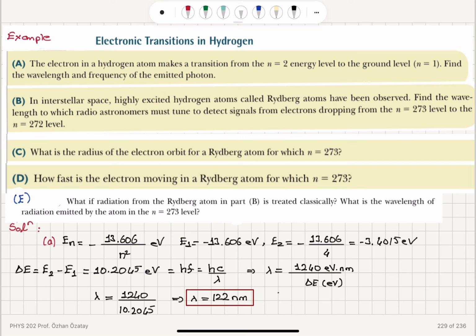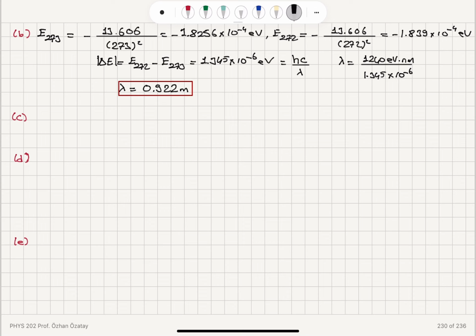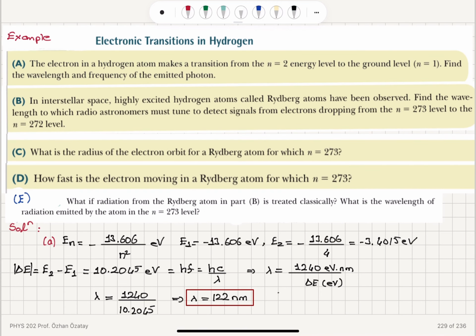In part A, we had a transition from n equals 2 to n equals 1. So the same thing is true here. n equals 2 has a higher energy. So this absolute value of delta E is what we need, which gives us not E1 minus E2, which would be E final minus E initial, but E2 minus E1. So this is the absolute value of E272 minus E273.